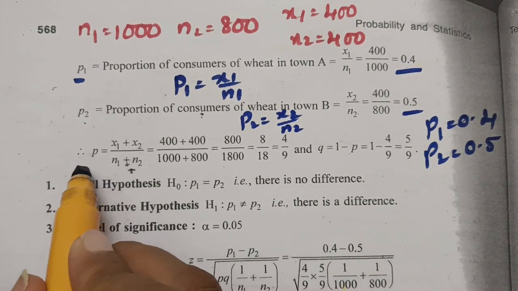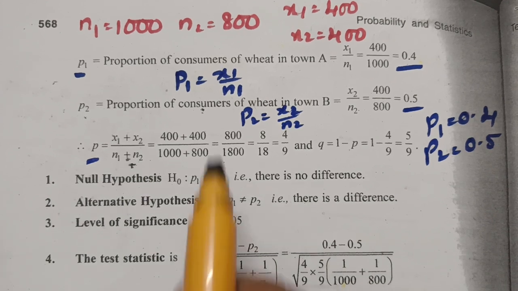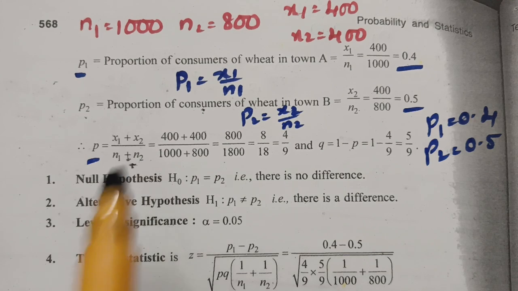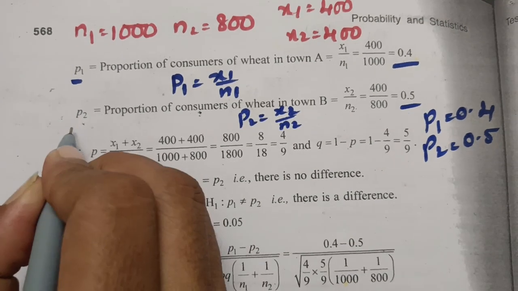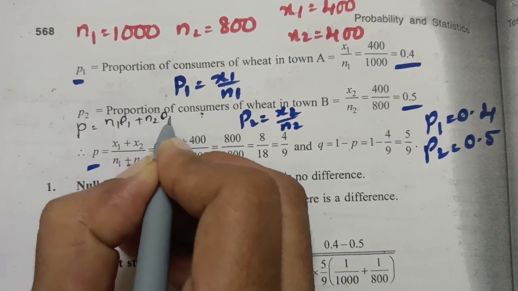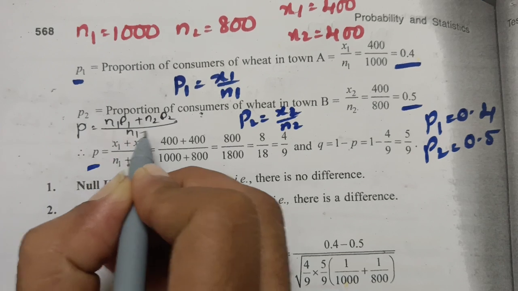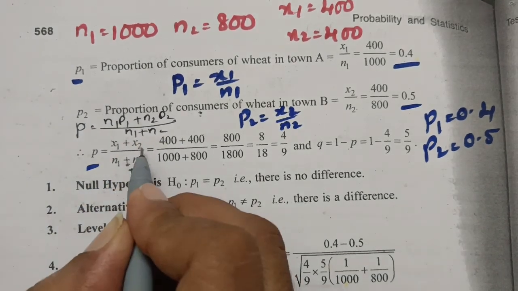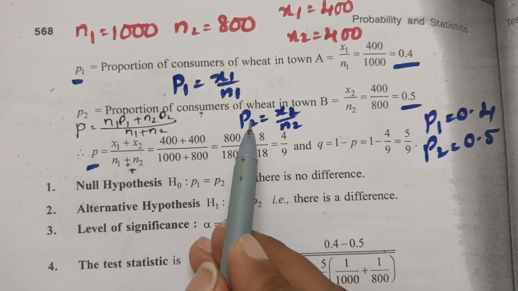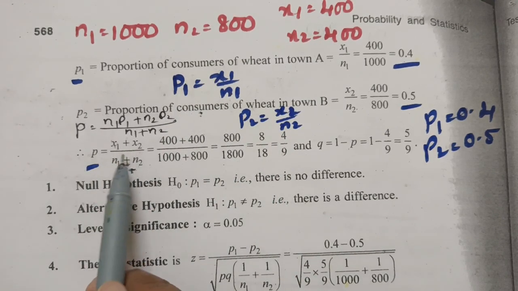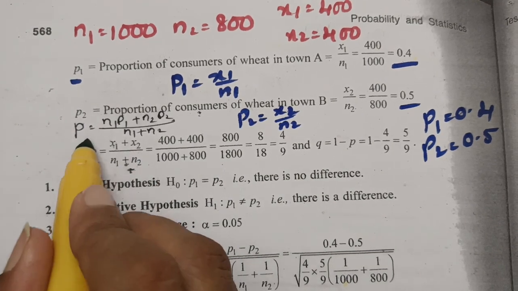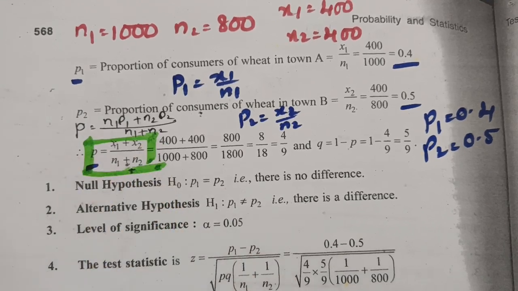And here is small p value. Small p is nothing but n1 p1 plus n2 p2 by n1 plus n2. So this is the original formula. Instead of n1 p1 I am writing x1, and instead of n2 p2 I am writing x2. So here is another formula which you have to remember, p is equal to x1 plus x2 by n1 plus n2.